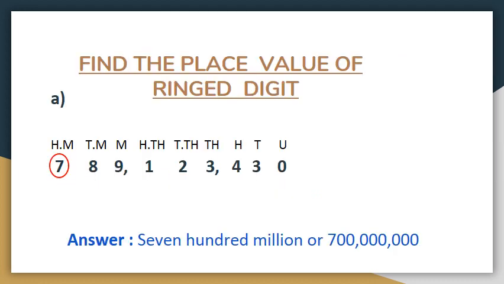Now you have to find out the place value of the encircled digit. 7 is the encircled digit. So what is the place value of 7? To find this, first write the place values on top of the number. Now we get 7 in the hundred millions place. Hence, we can read or write it as 700 million.